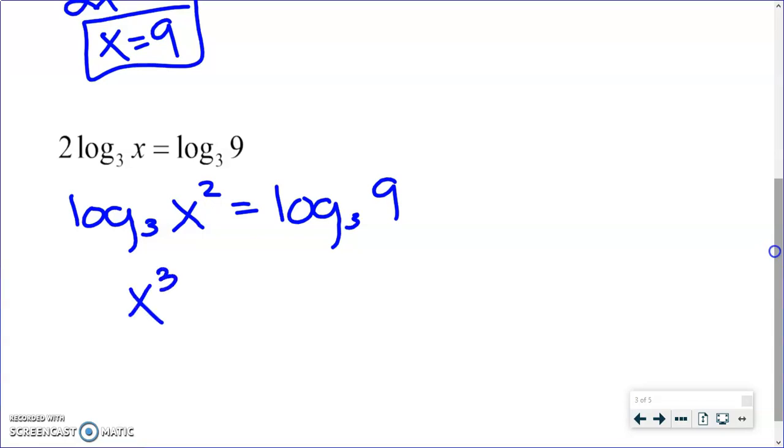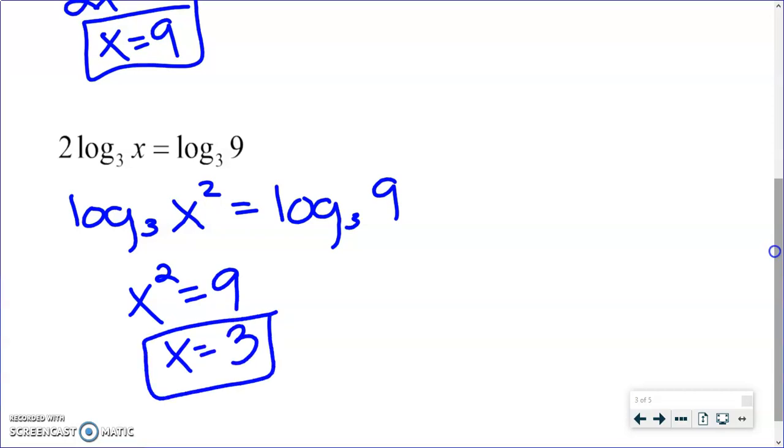X squared, that's a 2, equals 9, so x equals 3. We didn't have to do too much condensing there, but let's look at a few more examples.